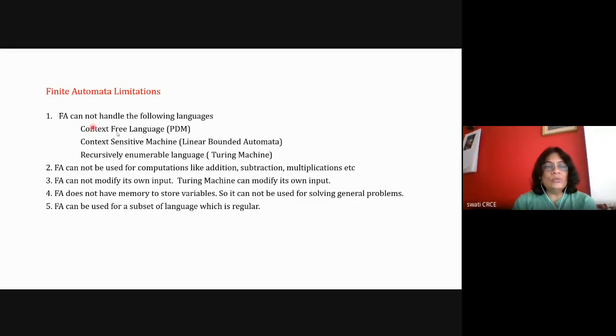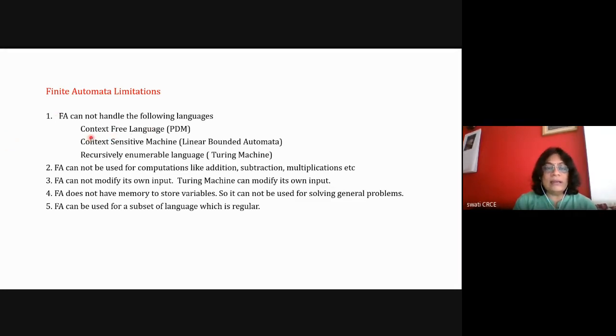Now, FA languages are regular. You need to remember this by heart. This is a very important statement which I'm saying now, and you need to remember it to understand the next topics in future lectures. So pay attention properly. Our finite state machine's language is the regular language.